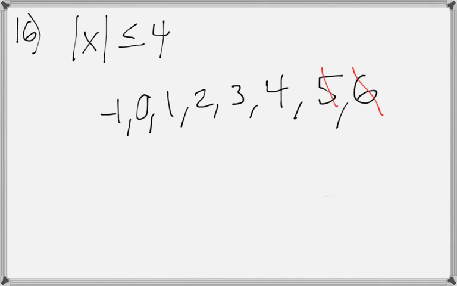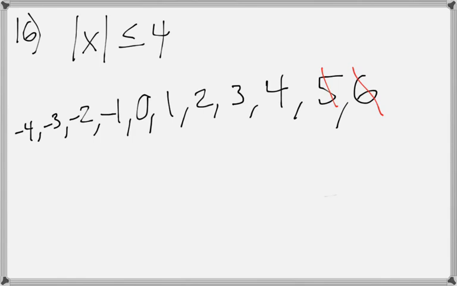Negative 1. Now if you plug in negative 1, the absolute value is going to take that negative away and just make it a 1. And 1 is still less than 4, so that works. Negative 2, again, the absolute value takes the negative away, but 2 is still less than 4. Negative 3 would work. Negative 4, again the absolute value takes it away, and that's just 4. 4 is less than or equal to.